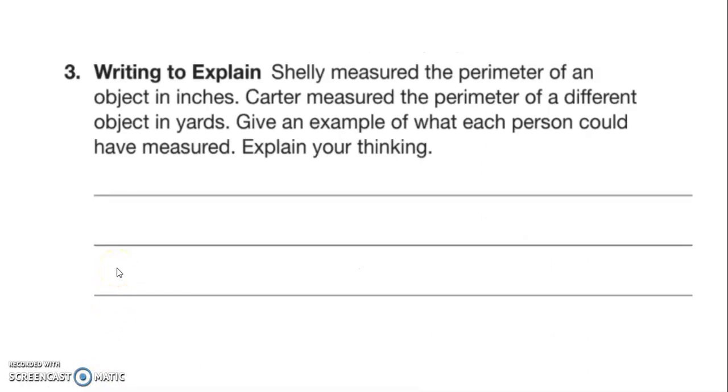Okay. Oh, Evelyn's like, oh, no multiple choice here. But that's all right. We can handle it. So Shelley measured the perimeter of an object in inches. Carter measured the perimeter of a different object in yards. Give an example of what each person could have measured.